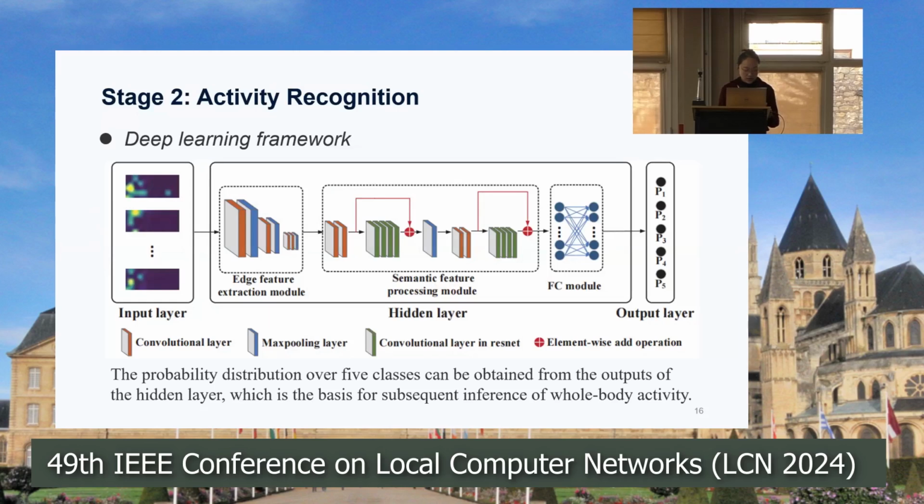Then we design a 3D convolution-based deep network to extract features across frames to identify the detailed motions of the upper and lower limbs. The architecture of the network is shown in the figure. The probability distribution over 5 classes can be obtained from the outputs of the hidden layer, which is a basis for subsequent inference of whole body activity.